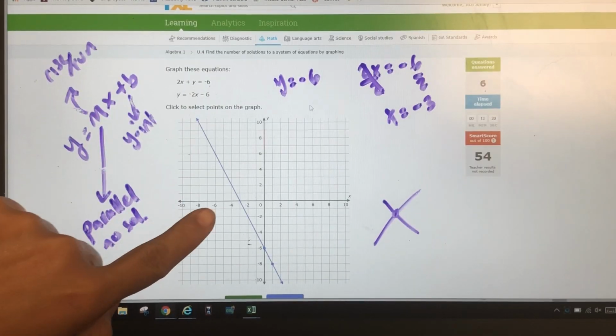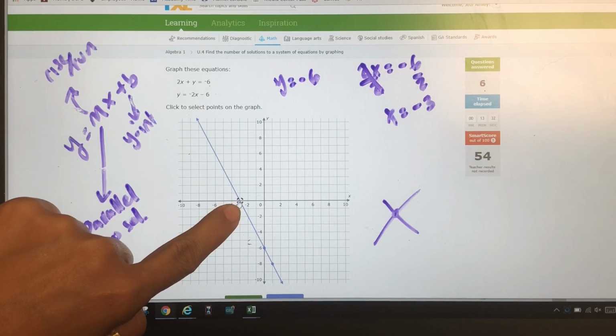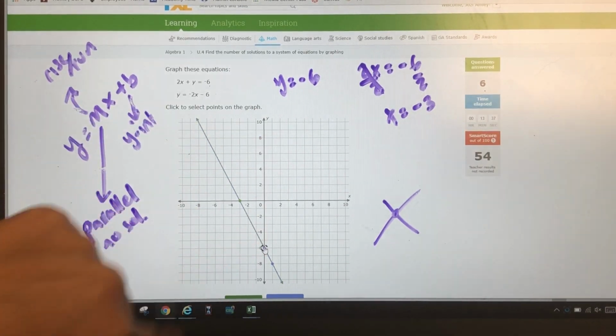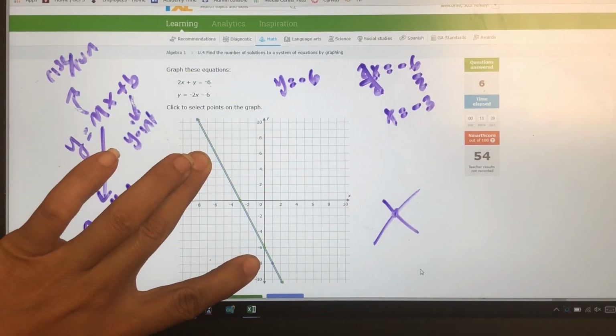I've got y equals -6 and x equals -3. So that's what I do. I go to x equals -3, which is right there. I put a point there. I go to y equals -6, which is right there. I put a point there. And you can see it gives me that exact same graph.